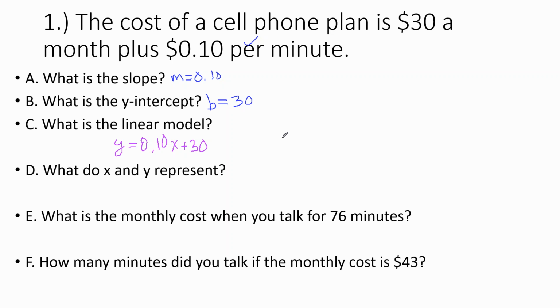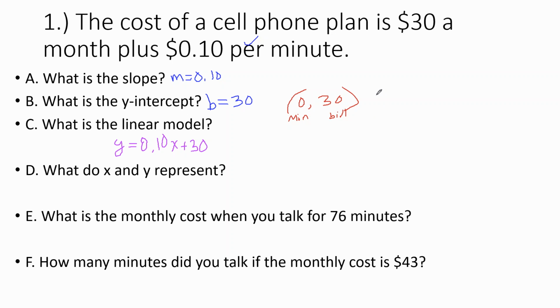Okay, and that leads us into letter D, which is what do x and y represent? And I want to answer this actually by backtracking. If we go back to letter B, which is what is the y-intercept, we said B is 30, which is totally a true statement. As an ordered pair, it's (0, 30), because when I talk for 0 minutes, my total bill is $30, right? That makes sense to you? From a cell phone standpoint.